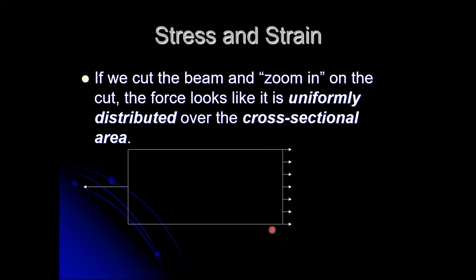We have 20 kips spread out over, let's say, 10 square inches. Well, if we have 20 kips spread out over 10 square inches uniformly, then that means each square inch has 2 kips on it. We could say that there is a stress of 2 kips per square inch.